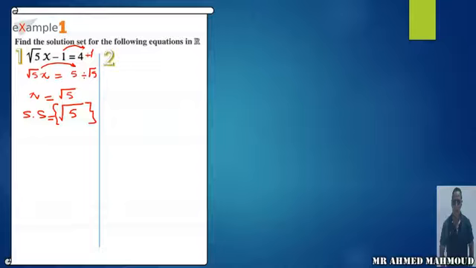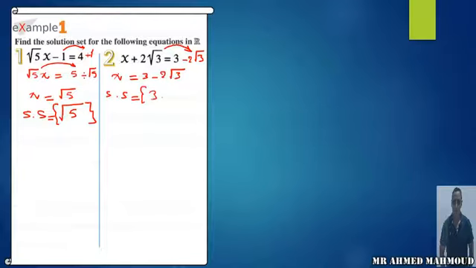Number 2, x plus 2 root 3 equal 3. First, we are going to send plus 2 root 3 to the other side as minus 2 root 3. Then x equals 3 minus 2 root 3. Here we have different terms, so I can't subtract them, and it will be 3 minus 2 root 3 without change. Finally, the solution set equals 3 minus 2 root 3.